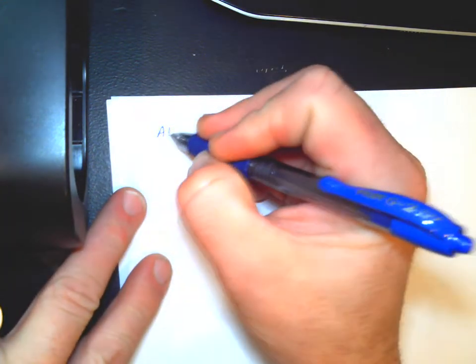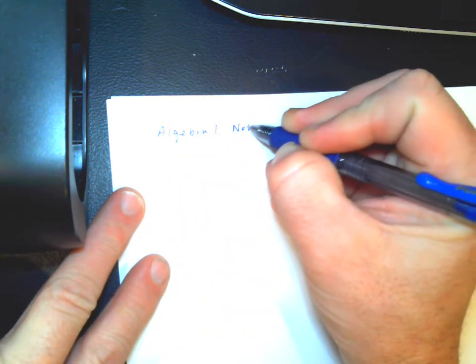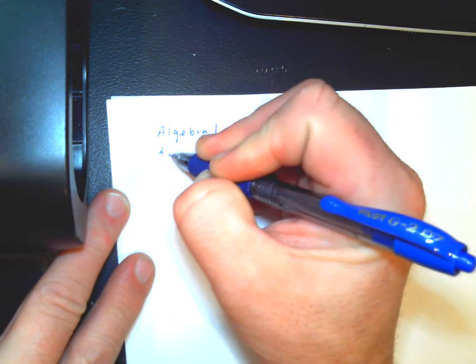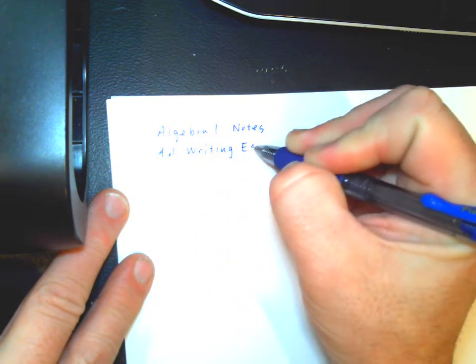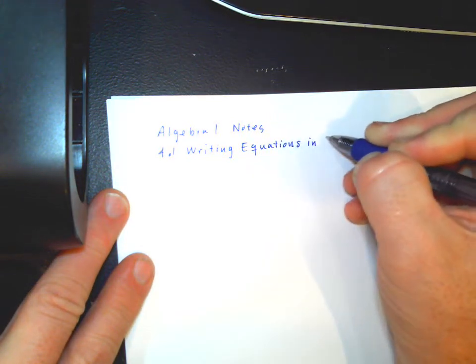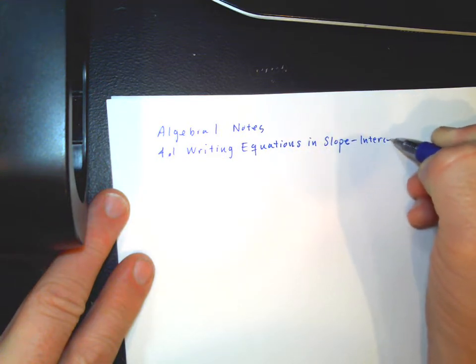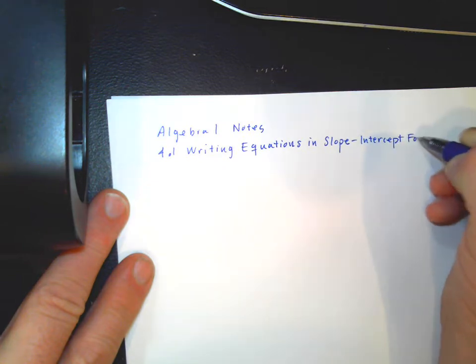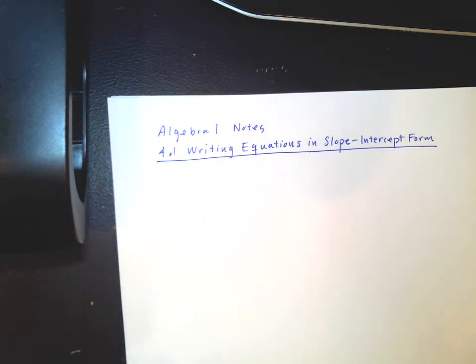All right, Algebra 1 notes. So here we go, Algebra 1. We're doing section 4.1, writing equations in slope-intercept form. Something we've talked a little bit about before.